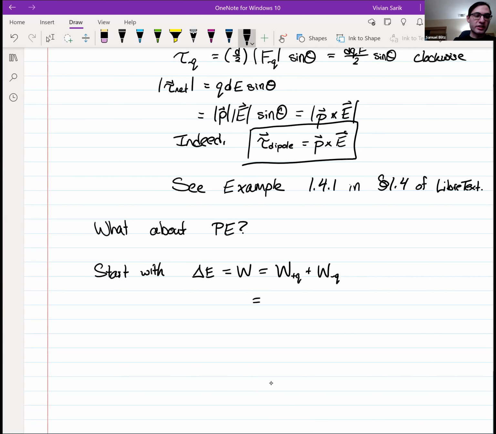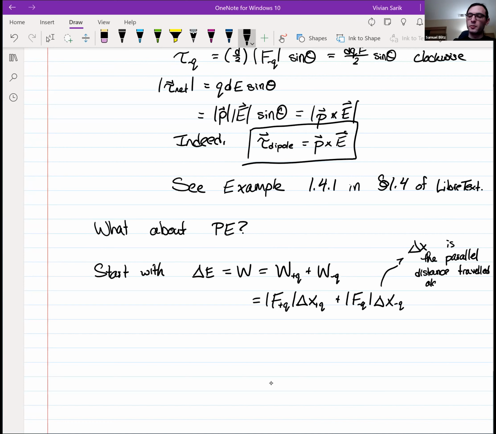i.e., we can rewrite this as the force on the positive charge times the distance that the positive charge travels in that direction, plus the force on the negative charge times the distance that the negative charge travels in that direction. So here, delta x is the parallel distance traveled along the force, so in the direction of the force.